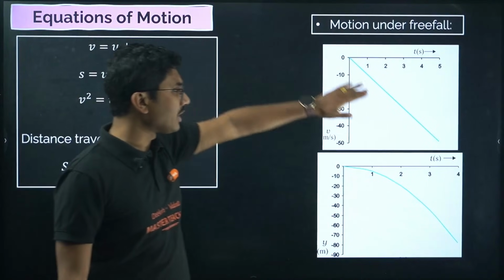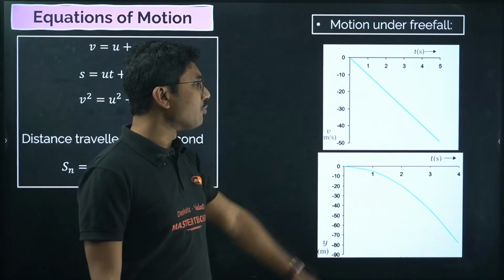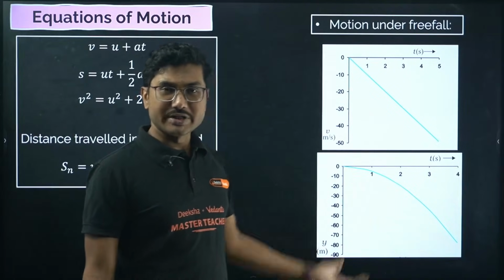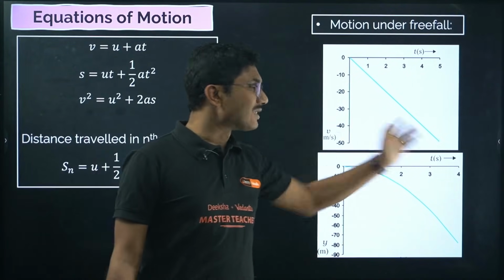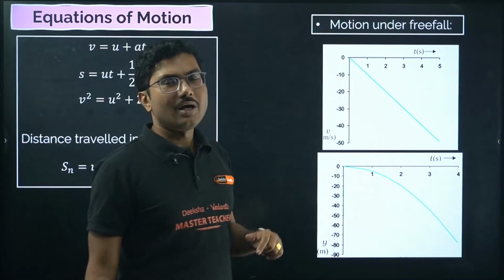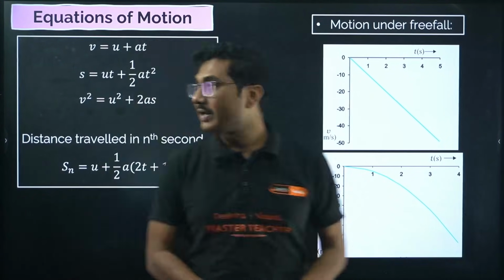Next we have motion under free fall. If you plot a velocity versus time graph, how does it look like? If you plot a displacement versus time graph, how does it look like? Now why is the graph like this? Because in free fall the object is falling from top to bottom, so we take the distance as decreasing, that means it is a negative graph. Okay, that's why the graph is given like this.